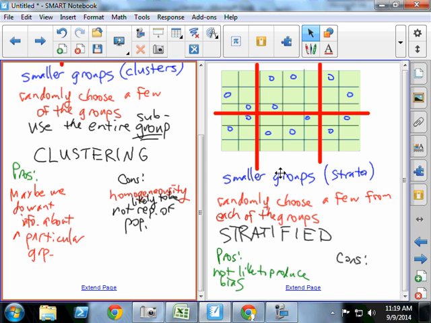Are there any questions about the lesson today? Concerns? Short debates? Long debates? What are the cons for stratified? I really can't think of one. As long as it's followed to plan, I think it's pretty good. If you think of one, let me know.